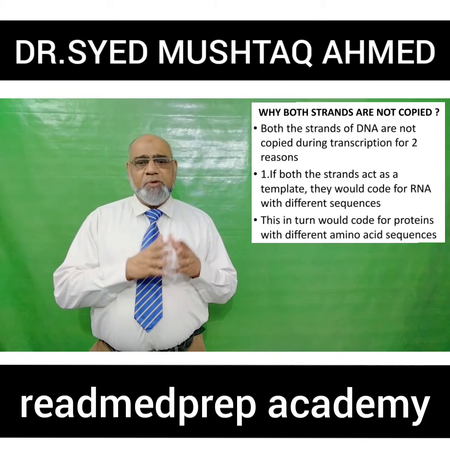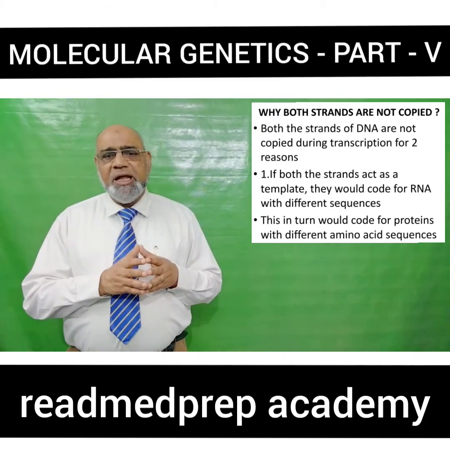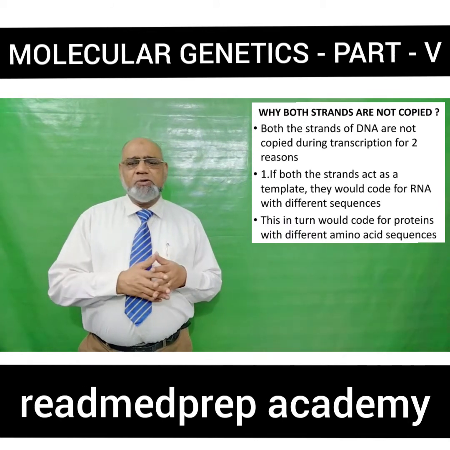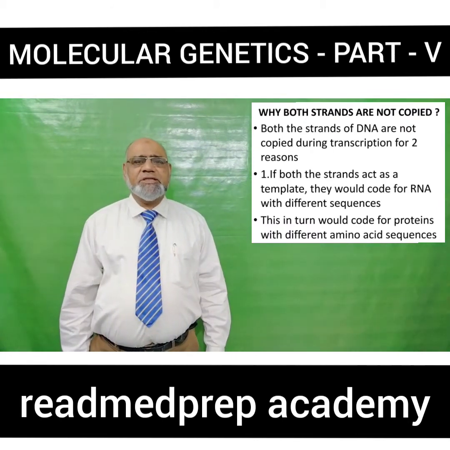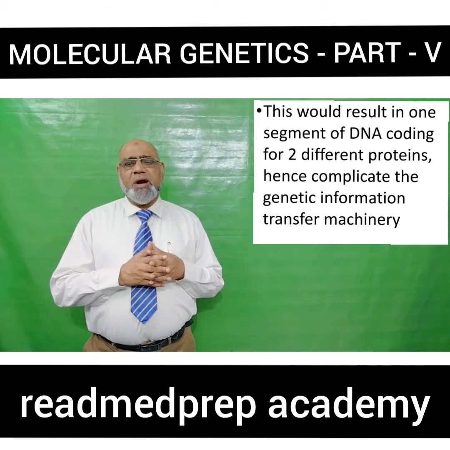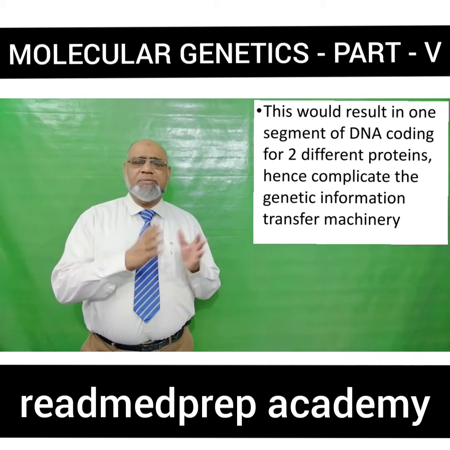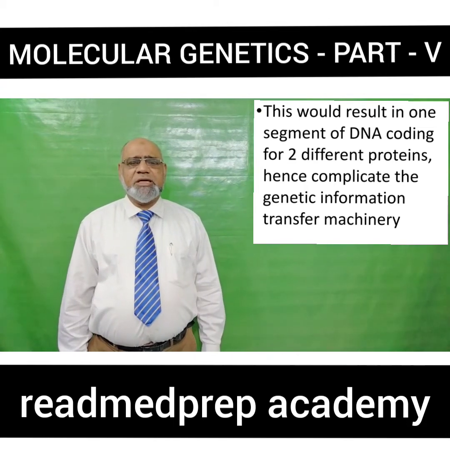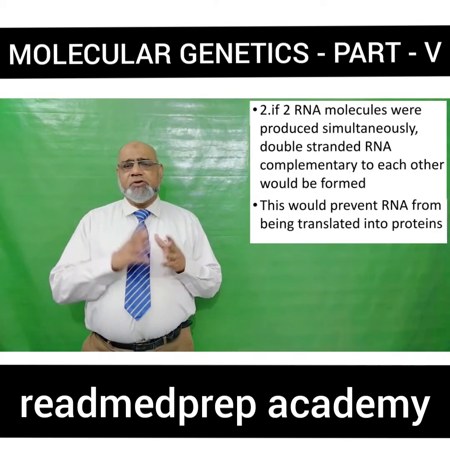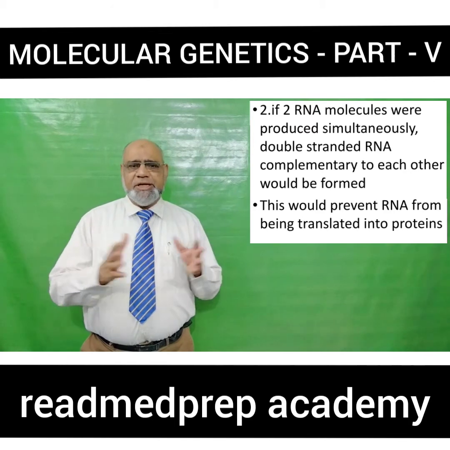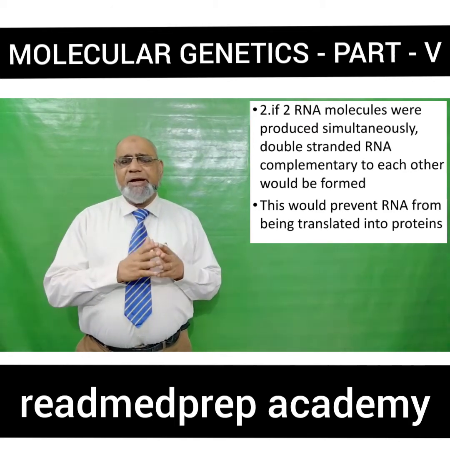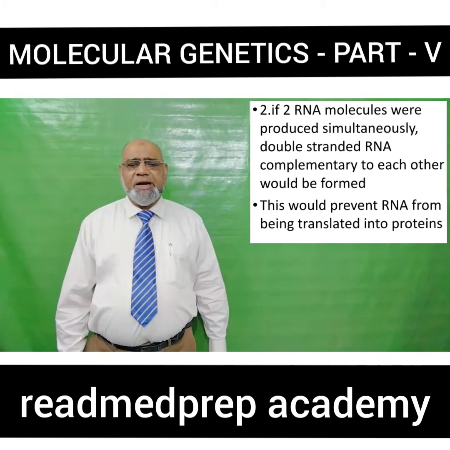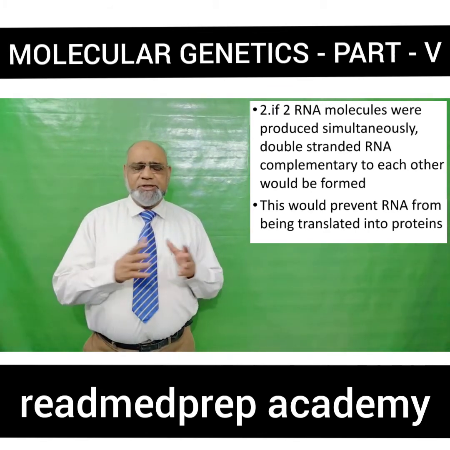Why? If both the strands acted as a template, they would code for RNA with different sequences. This in turn would code for proteins with different amino acid sequences. This would result in one segment of DNA coding for 2 different proteins. Hence, this can complicate the genetic information transfer machinery. If 2 RNA molecules were produced simultaneously, double-stranded RNA complementary to each other would be formed. This would prevent the RNA from being translated into proteins.